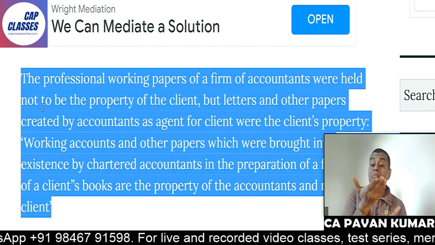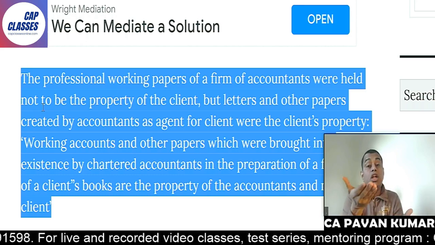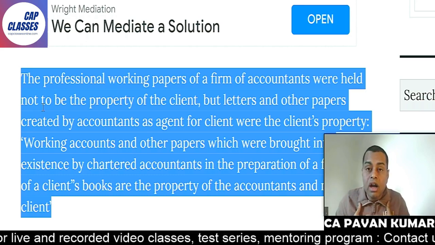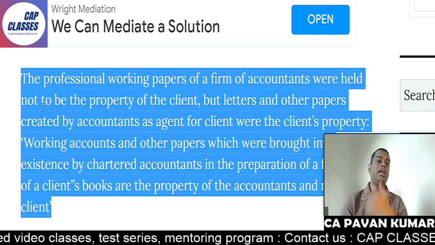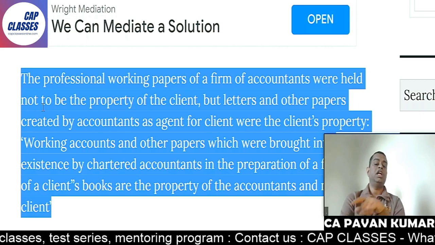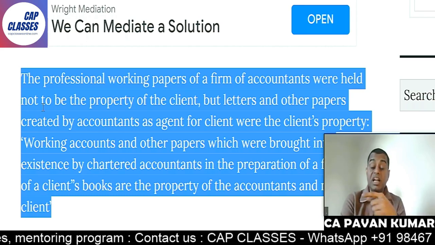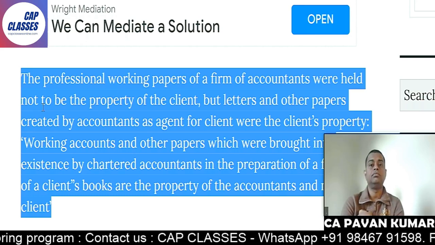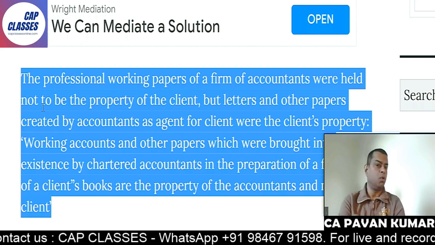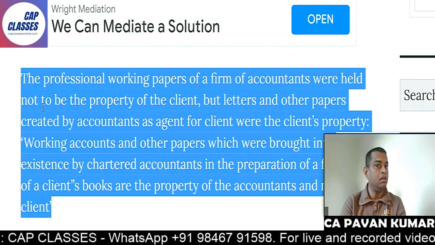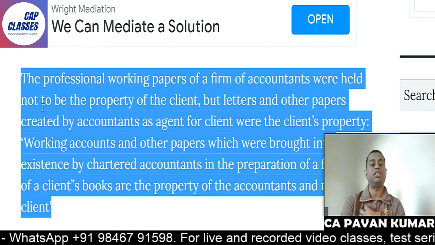Now, the paper that I have prepared is brought into existence by the auditor. This is the property of the auditor. Tomorrow, the client came and said, Pavan sir, that X and company audit file, whatever you have, that belongs to me. I have given you 5 lakh rupees of audit remuneration. So whatever work you have done on my company belongs to me. Give me all those papers.